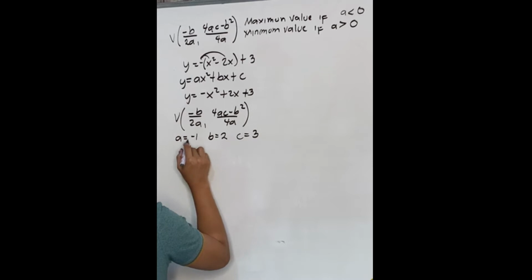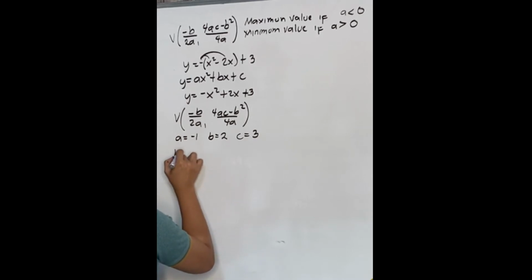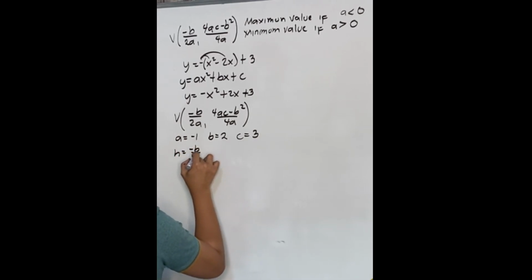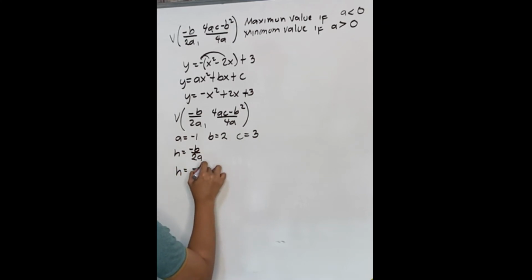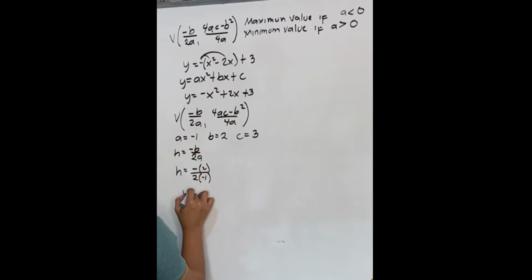Now let us substitute for the value of h, which is equal to negative b over 2a. H is equal to negative of 2 over 2 times negative 1. H is equal to negative 2 over negative 2. H is equal to 1.